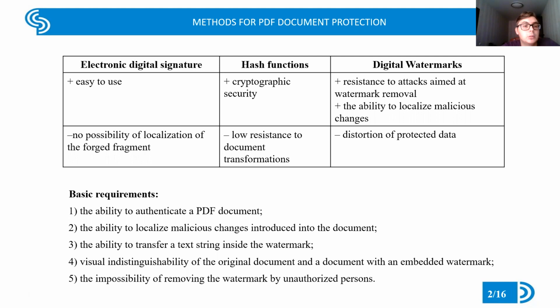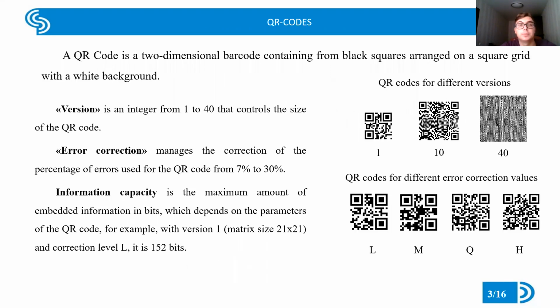The following requirements were put forward: the ability to authenticate a PDF document, the ability to localize malicious changes introduced into the document, the ability to transfer a text string inside the watermark, visual indistinguishability of the original document and the document with an embedded watermark, and the impossibility of removing the watermark by unauthorized persons. In accordance with these requirements, the digital watermark should be invisible and semi-fragile.